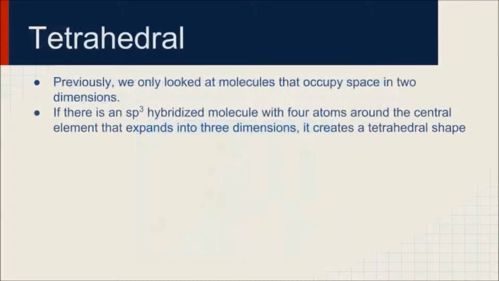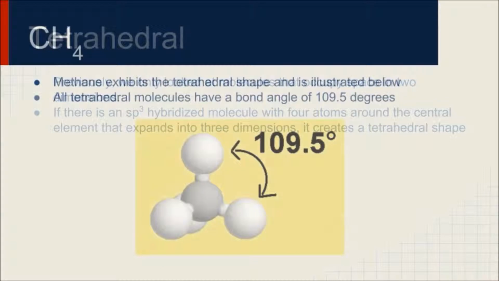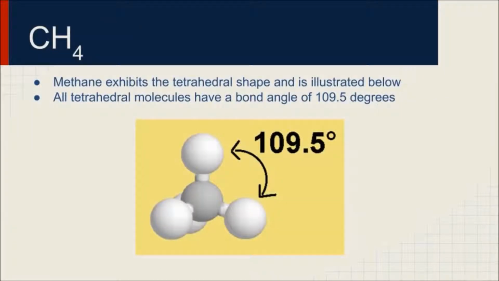Previously, we only looked at molecules that occupy space in 2 dimensions, but if there's an sp3 hybridized molecule with 4 atoms around the central element that expands into 3 dimensions, it creates a tetrahedral shape. Methane exhibits the tetrahedral shape and is illustrated below. All tetrahedral molecules have a bond angle of exactly 109.5 degrees.